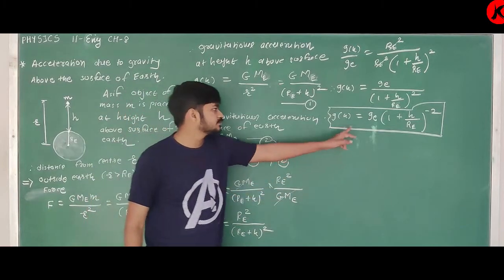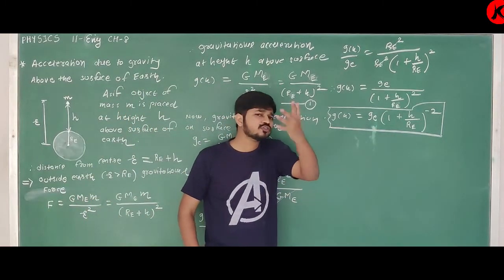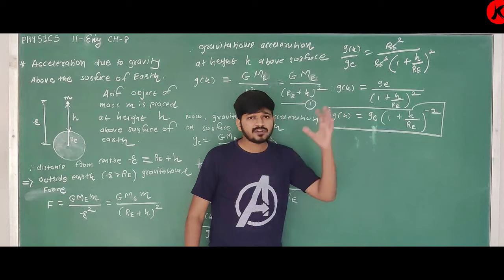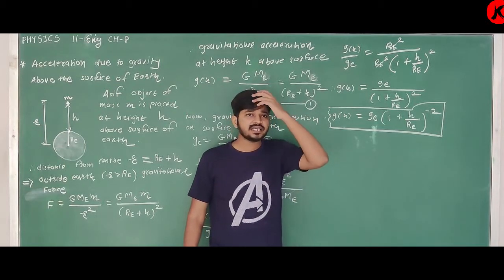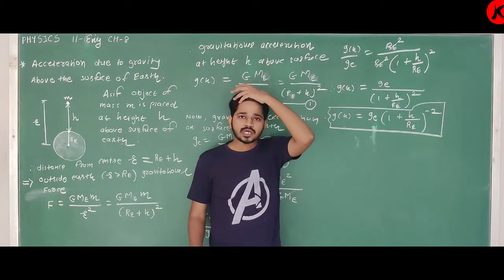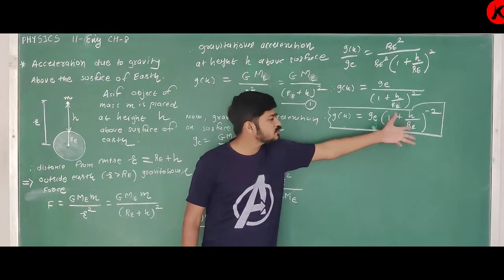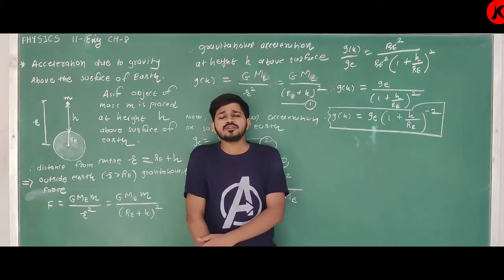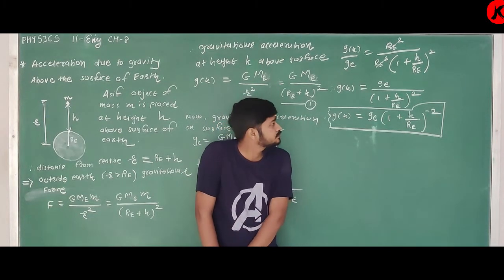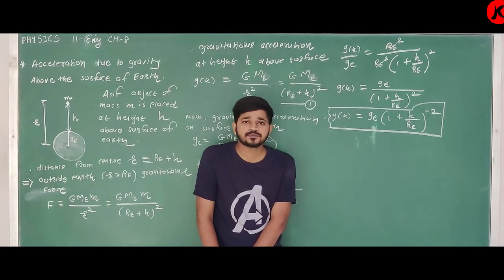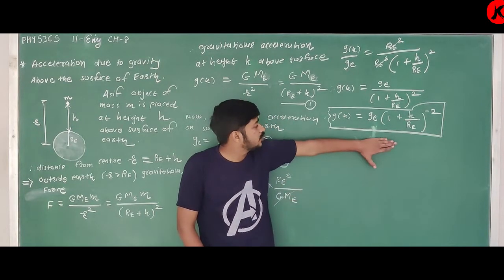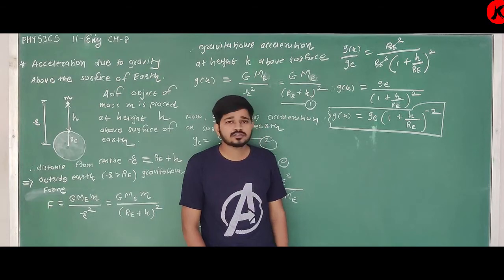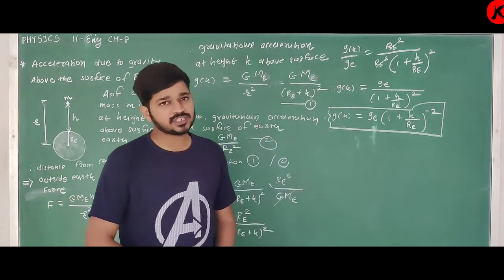g_e is 9.8, R_E the radius of Earth is given. So if you are given any height, the object is at height 100 meter, 500 meter, 1000 meter, then simply you have to put the value of h. Clear about this? Okay, so you have to remember this equation. Okay, there is one special case.